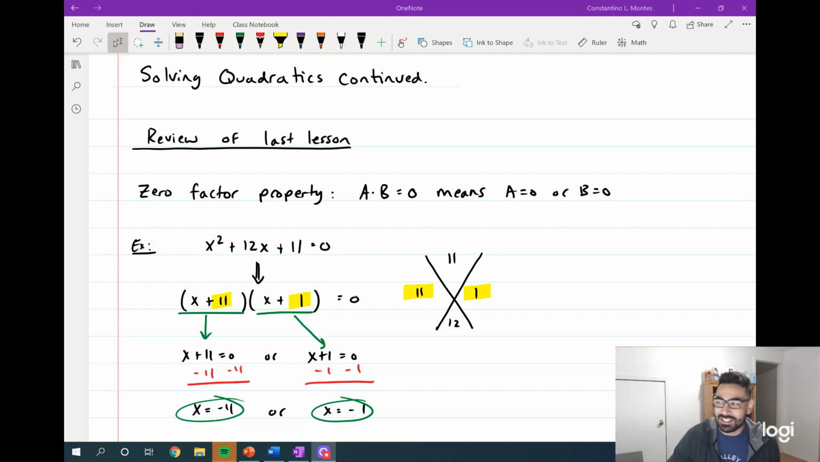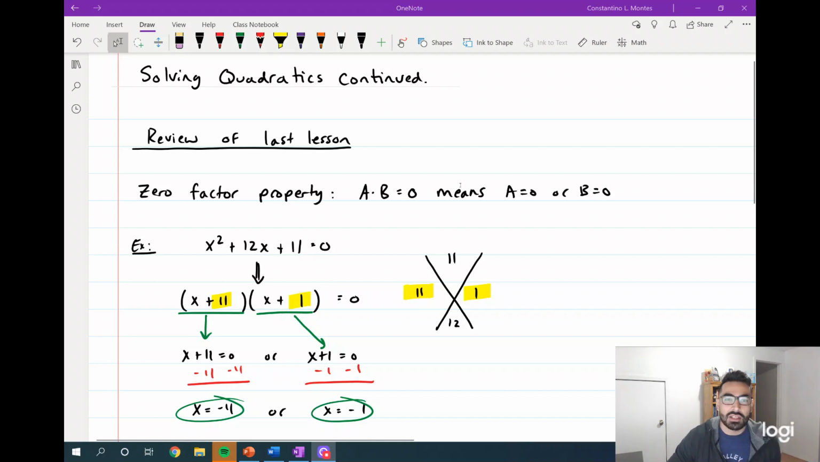So today's lesson is called Solving Quadratics Continued. Let's review what we did last lesson. Last lesson, we talked about this thing called the zero factor property. The zero factor property is stated here, which says: A times B equals 0 means that either A equals 0 or B equals 0.